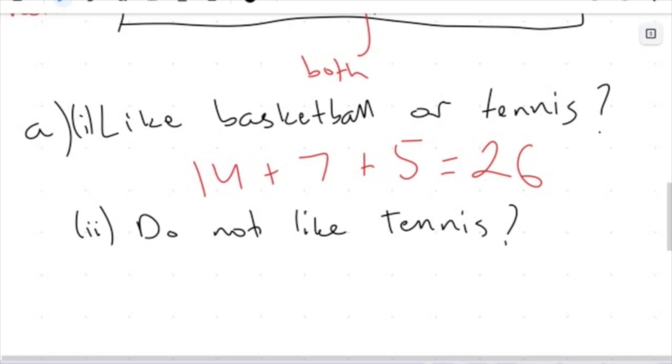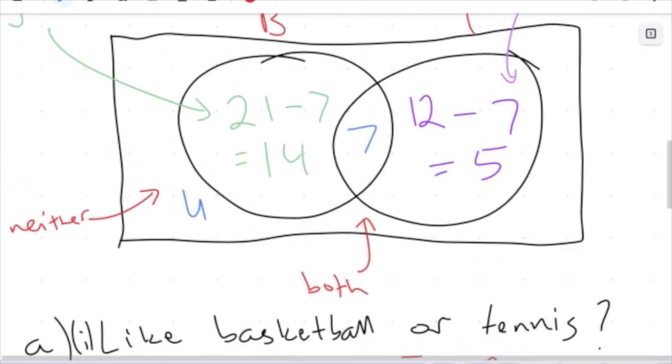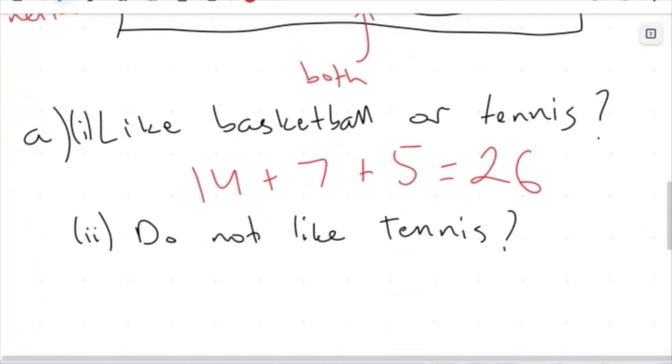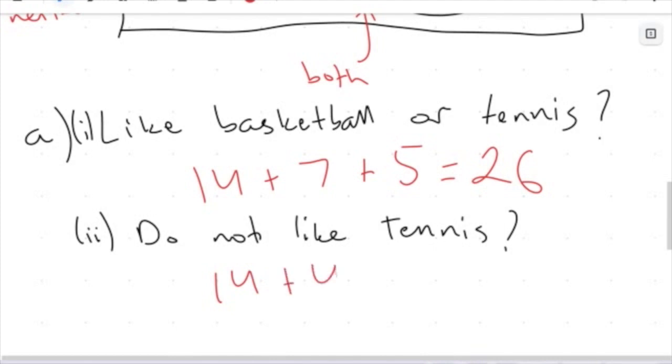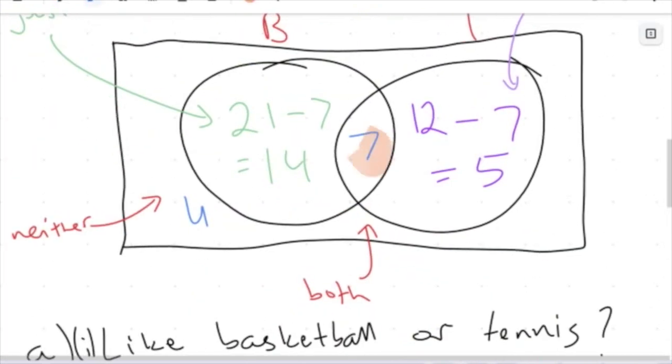So my people that don't like tennis is going to be everything except for the middle, the overlapping section, as well as the tennis section. So that's just going to be 14 plus 4, which gives me 18. Another way we could have done it is to take my total people and just subtract the sum of these two. That would have given me 30 minus 12, which gives me 18 once again.